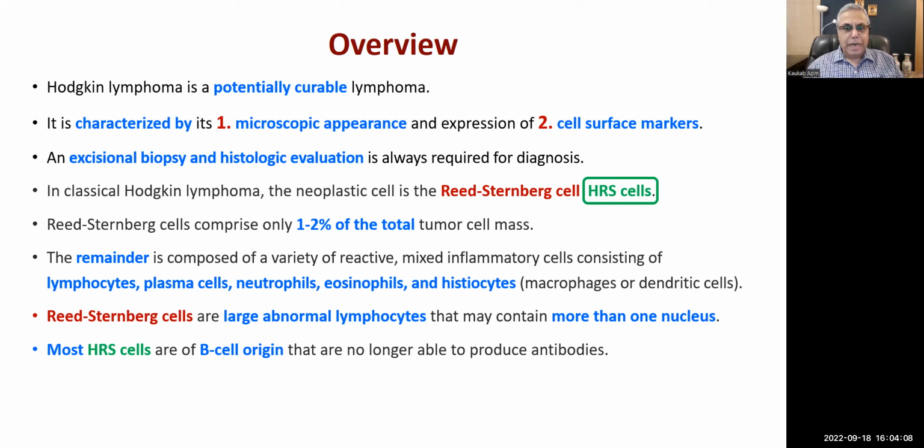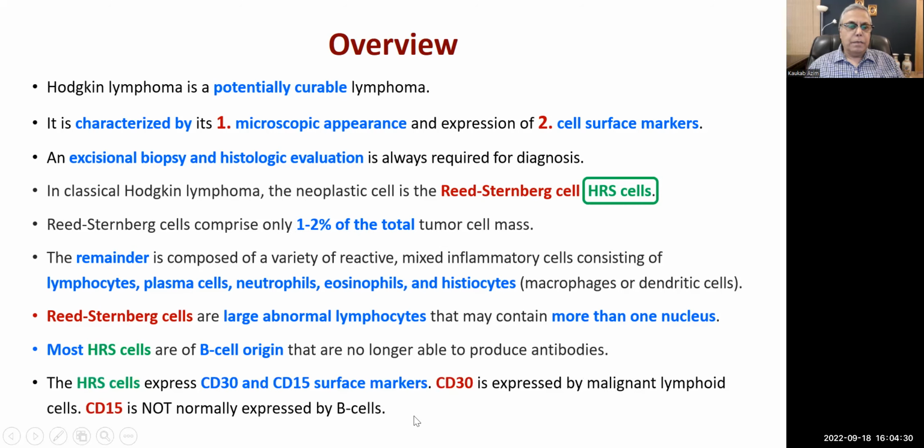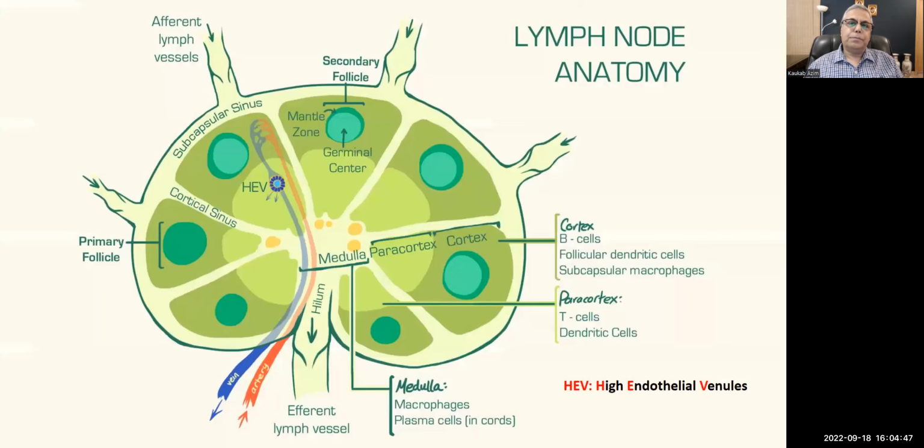So they produce antibodies when they are exposed to the antigen. When they start producing antibodies, they are known as plasma cells, which die after 2 weeks. They go on producing hundreds of thousands of antibodies, or they can take another route. Under normal situations, they can become memory cells. But anyway, let's come back to Hodgkin lymphoma. The Hodgkin-Reed-Sternberg cells express CD30 and CD15 cell surface markers. CD30 is expressed by malignant lymphoid cells, and CD15 is not normally expressed by B cells.